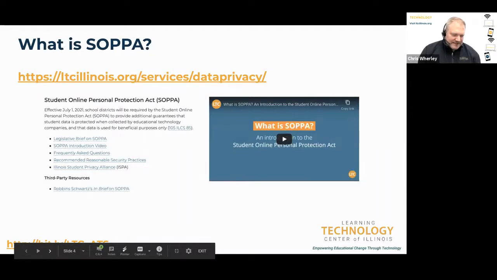And then the last thing is something that's put out by Robin Swartz. It's an in brief that they put together on SOPPA, and they're a legal firm here in the state of Illinois. They're the ones that originally helped us with our Exhibit G for the Illinois NDPA. So that's a good resource to share with others in your school district, to explain to them what we're doing and why this is important.